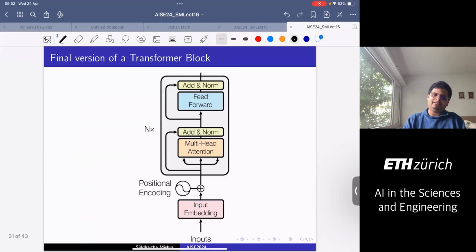And this gives you the final version of a transformer block, where you have your inputs and then you have the positional encoding, and together you go through multi-head attention, you do a layer normalization, MLP, layer normalization, and every time you have skip connections. Okay, so this is sort of the basic architecture of transformers. Of course, there are some caveats, but this is what we are going to do in the next lecture.